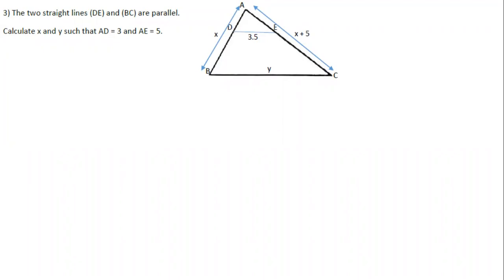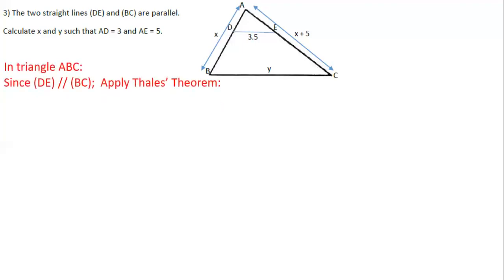Since we apply Thales theorem. Since what? What do we say? Since line DE is parallel to BC, we apply Thales theorem. So this is how we should start. In triangle ABC, since line DE is parallel to line BC, then we can apply Thales theorem. Apply it, Yasmina, please.